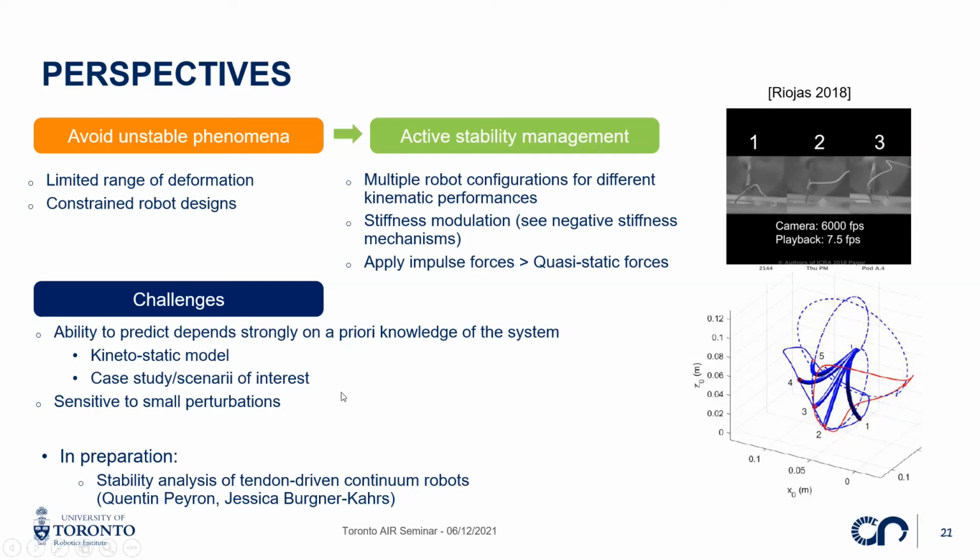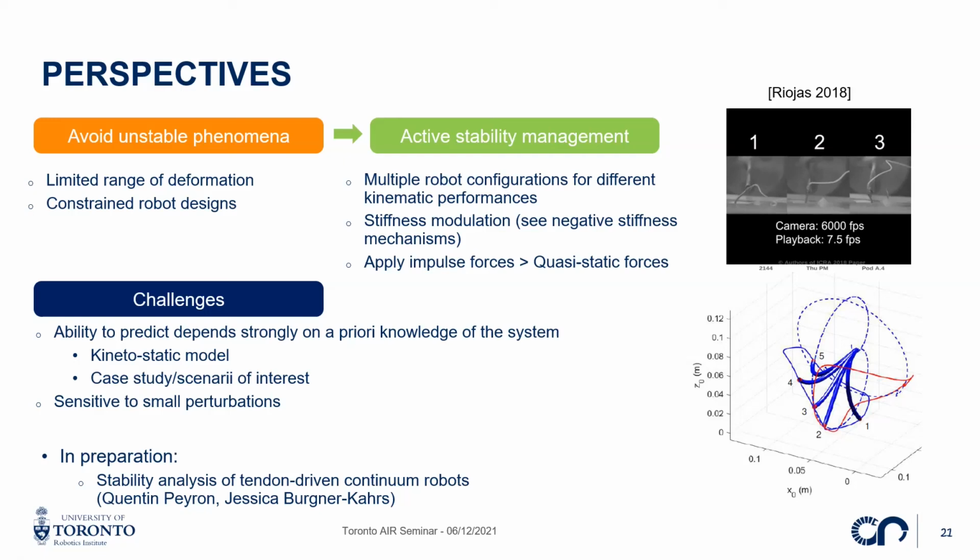Of course, there are a lot of challenges behind using this phenomena. So first of all, we saw that the way we have to predict this phenomena depends strongly on a priori knowledge of the system. So we have this kineto-static model.